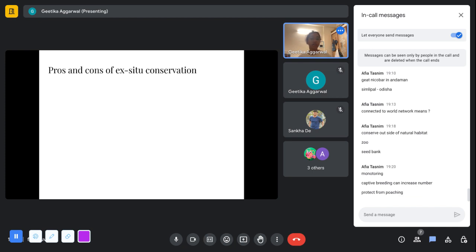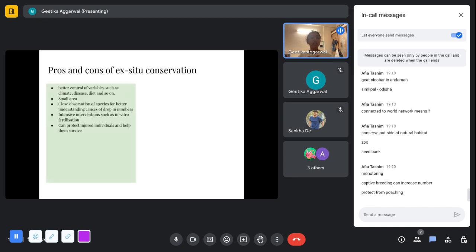You will not need to have that huge landscape. Yes, it's going to protect from poaching, but that you're trying to do in situ conservation also as well, right? You have all these forest rangers that are going to, say, patrol all the forest so that there's no poaching activities. So technically you're trying to do that in situ conservation as well. But yeah, you can protect them from poaching, and you will not have to save this huge area, right? You will not have to protect this huge landscape to carry out ex situ conservation. You can do it in a small place.